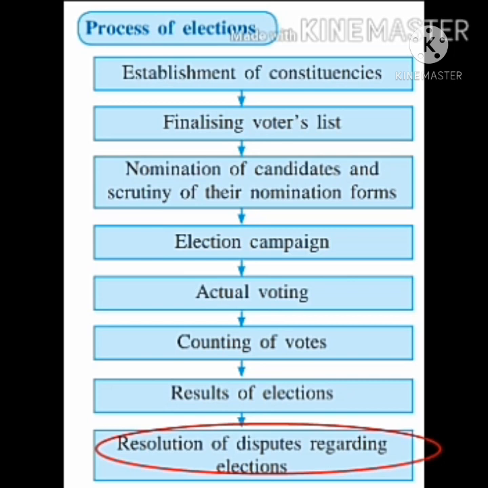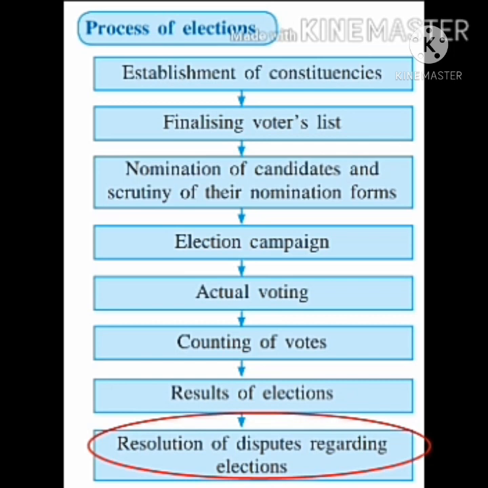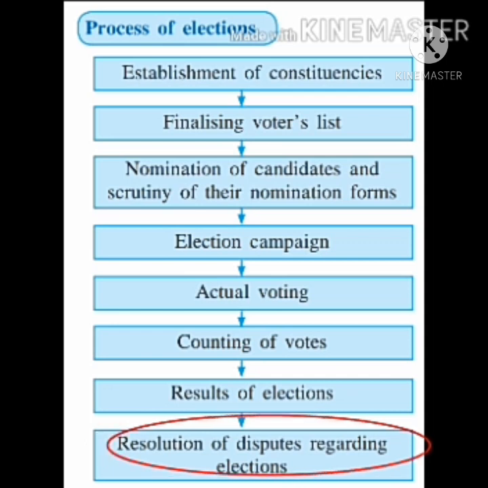Even after results are declared, if any political party raises the issue of fraud, then Election Commission will find out whether fraud was done. And if found election was not done properly, then Election Commission will cancel the election of that particular constituency and will disqualify the candidate. And then re-election will take place of that particular constituency only. So these are the important process of election.